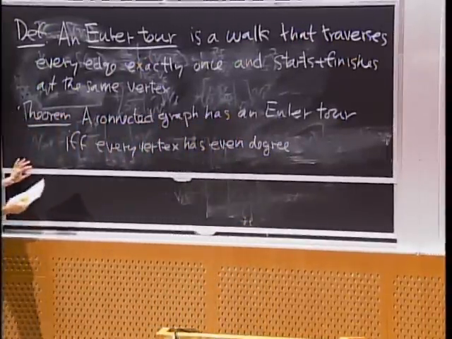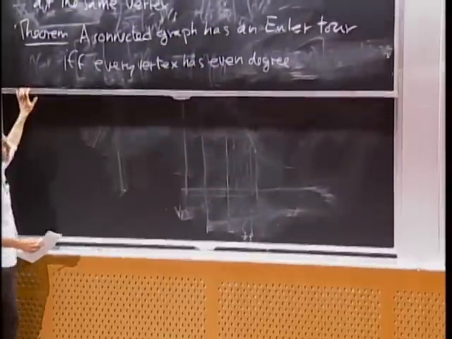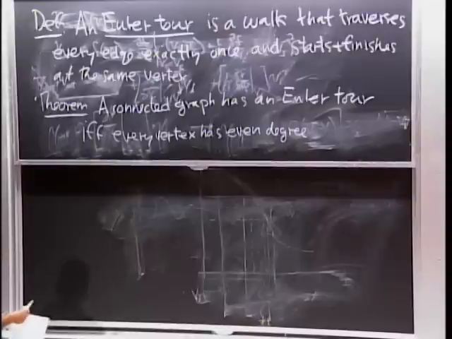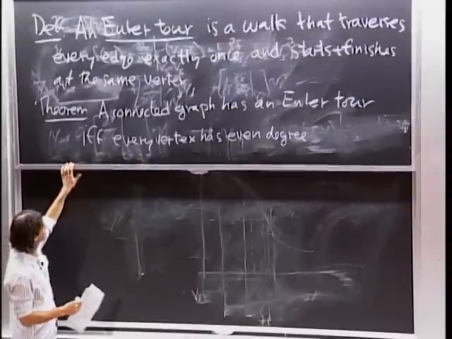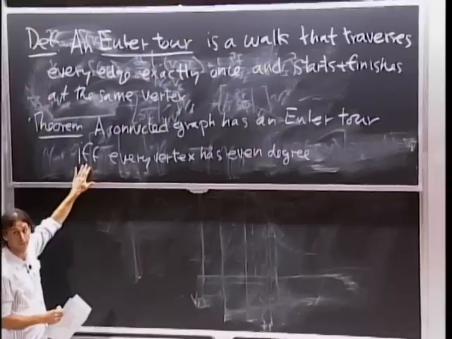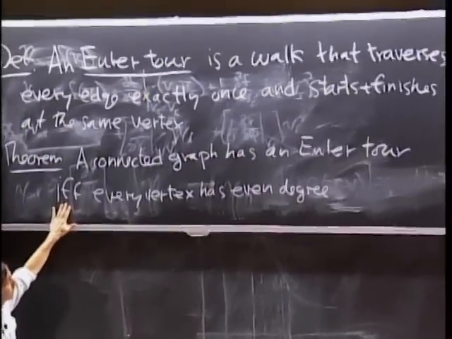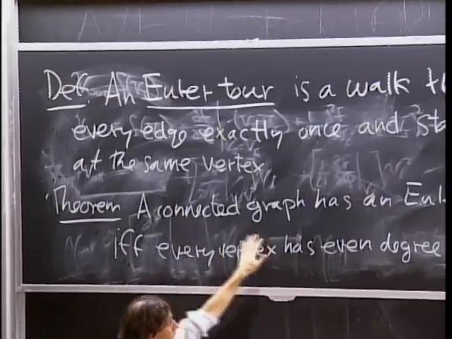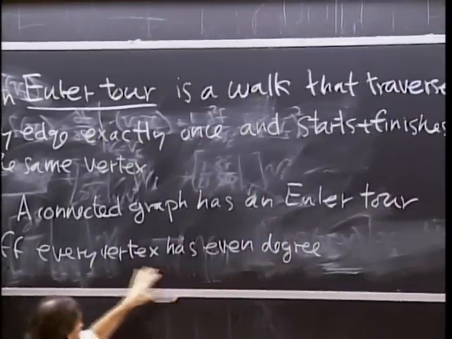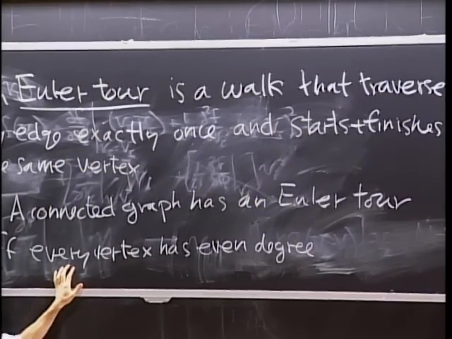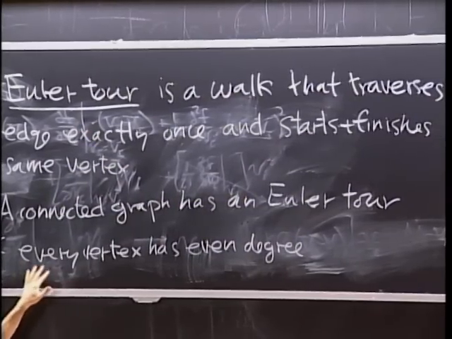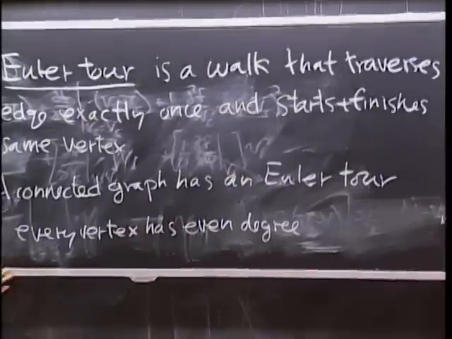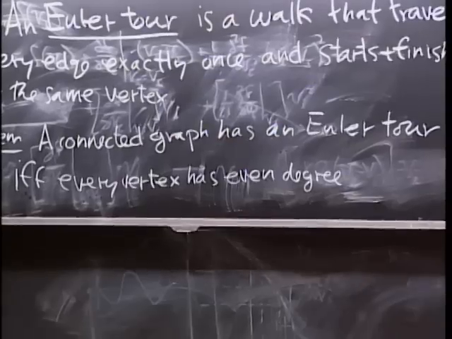So how can we prove this? So let's have a look. So first of all, we have an if and only if statement. So we need to prove 2 directions. We need to prove that if I have a connected graph that has an Euler tour, I need to show that every vertex has even degree. And also the reverse. If I have a graph for which every vertex has even degree, I need to show that it has an Euler tour. So the proof consists of 2 parts.